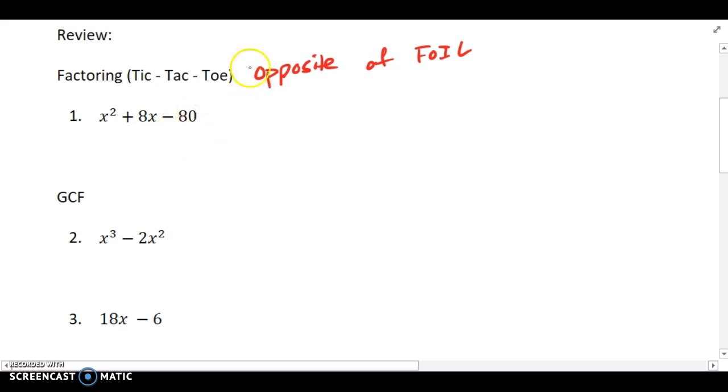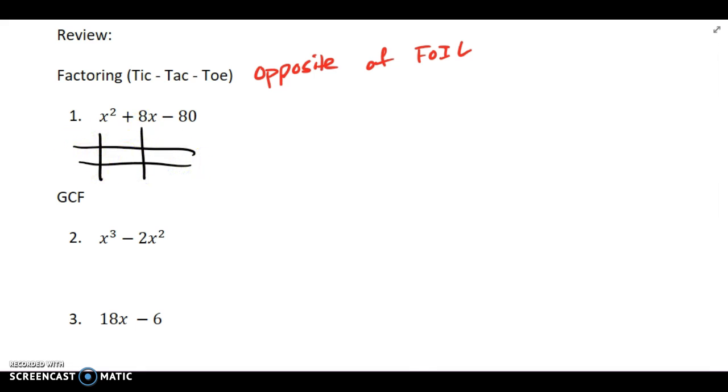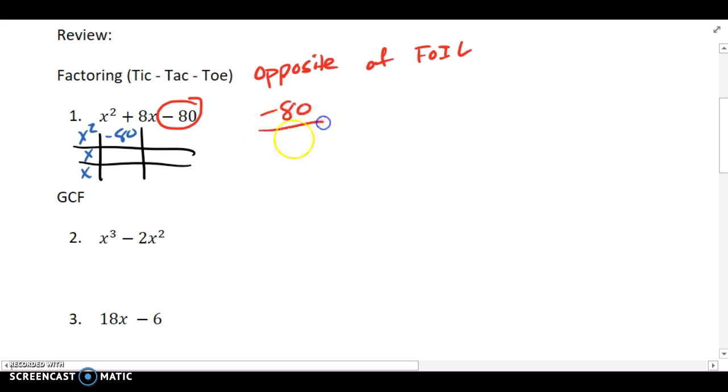And how I teach it is with a tic-tac-toe board, and I'll put it right here. Then in blue we'll drop down negative 80, and x squared, and x and x. And that's how we set that up. Then we take this negative 80 and we find all the ways to get it. So negative 1 times 80, negative 2 times 40, and so on and so forth. There's a lot of them, and we don't need all of them. We only need one that's going to work.